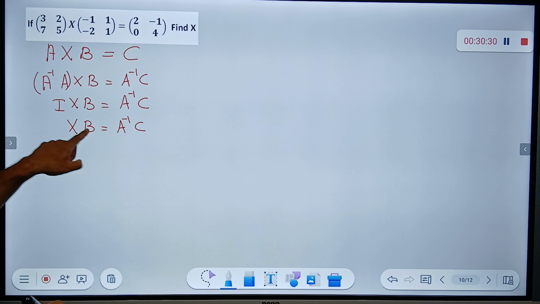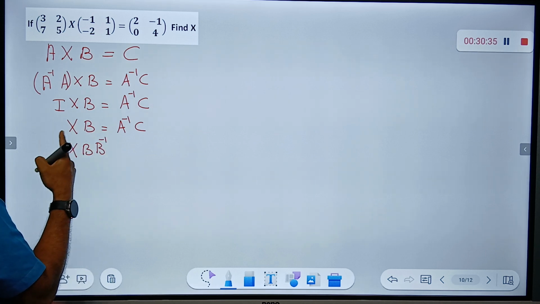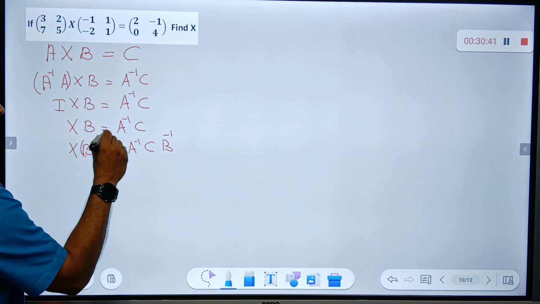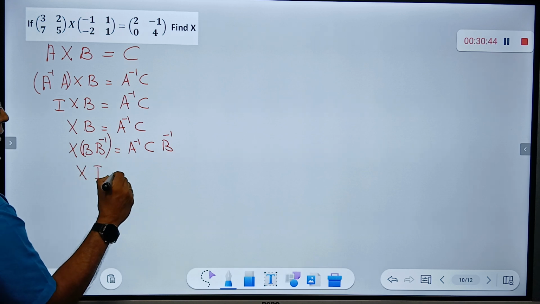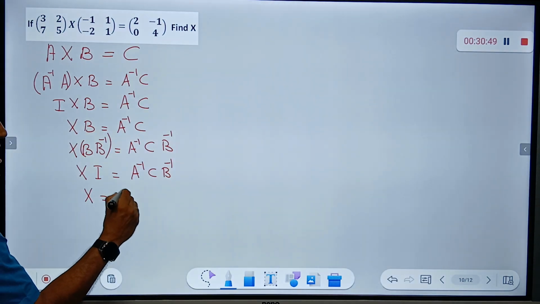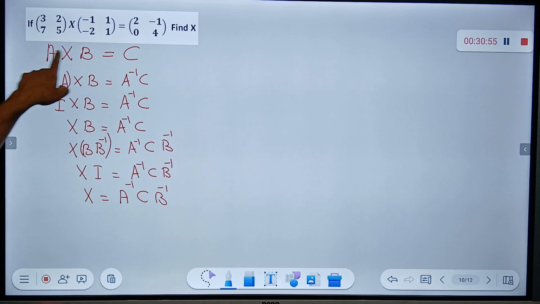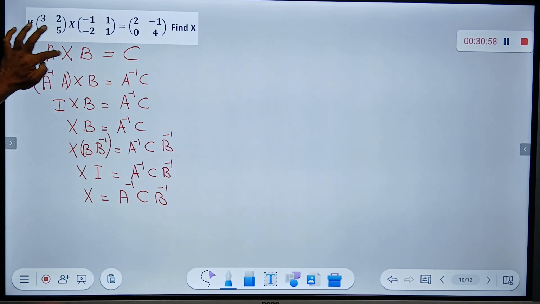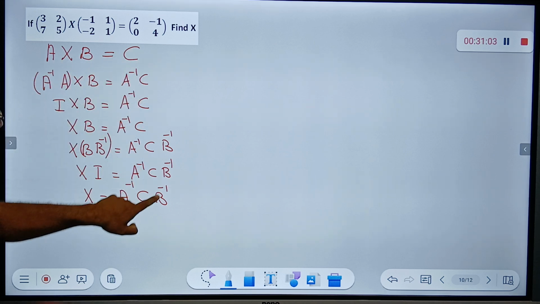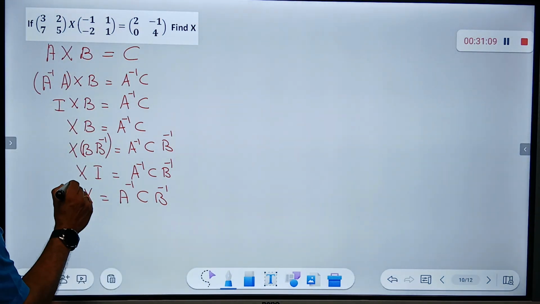Now I want to get rid of this B. So I post-multiply by B inverse. You can't pre-multiply by B inverse. A inverse C B inverse. But you know B into B inverse is what? I. So X is equal to A inverse C B inverse. You cannot interchange the order. If A is on the left side of X, it should be A inverse on the left. If B is on the right side of X, it should be B inverse on the right side. Otherwise the commutative property does not hold good. You know that, okay? So this is what I want to find.